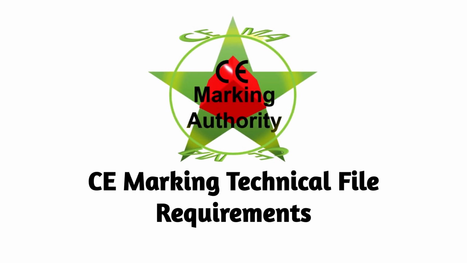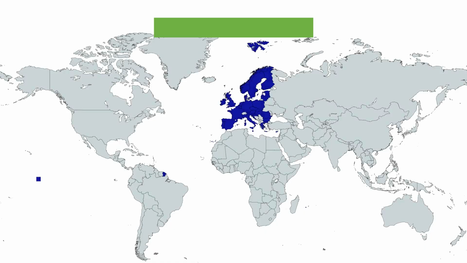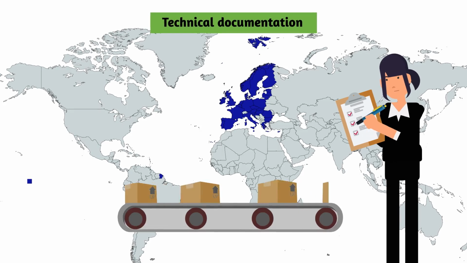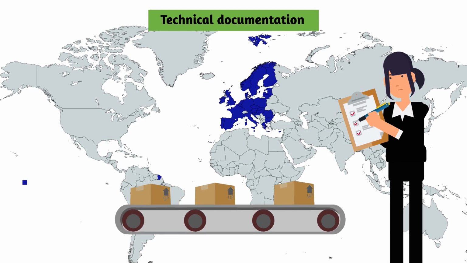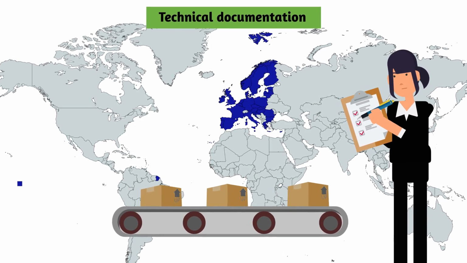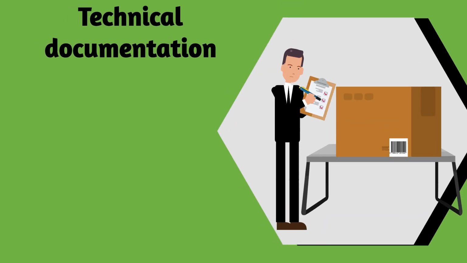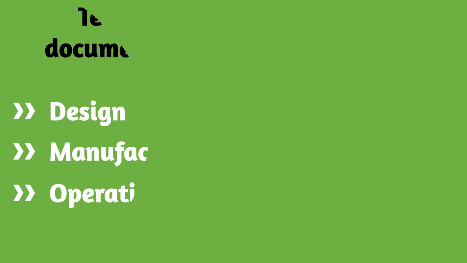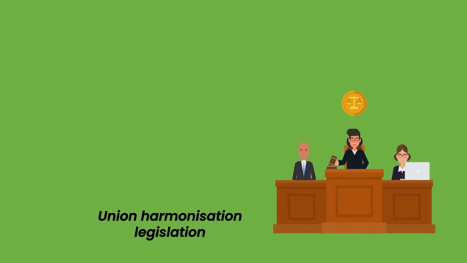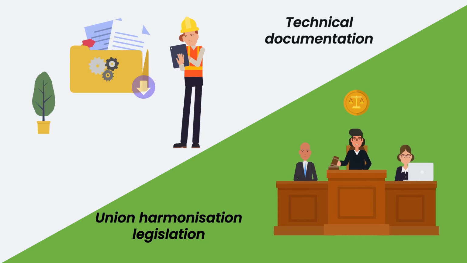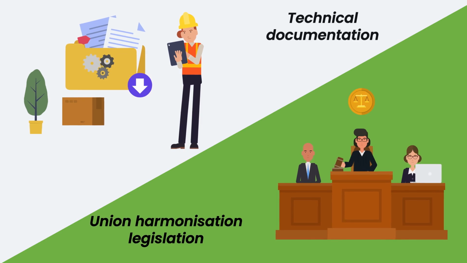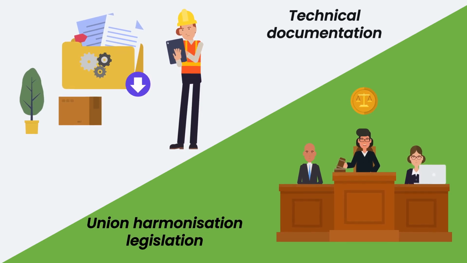CE marking technical file requirements. The manufacturer must draw up technical documentation before the product or assembly of products is placed on the EU market, whatever its geographical location. The technical documentation is intended to demonstrate that the design, manufacture, and operation of the product are safe to use. Union harmonization legislation obliges the manufacturer to draw up technical documentation containing information to demonstrate the conformity of the product or assembly to the applicable requirements.